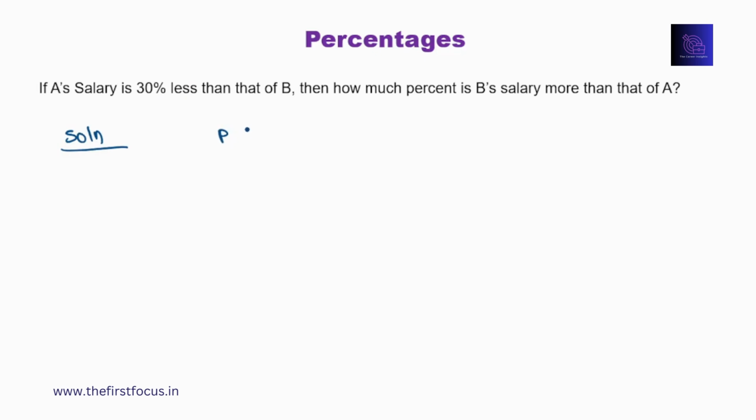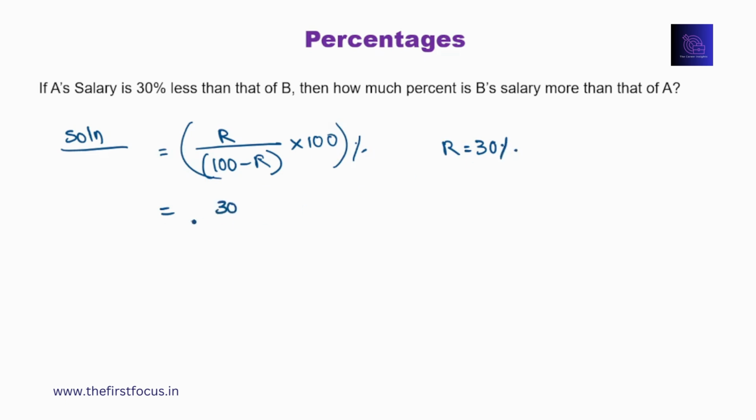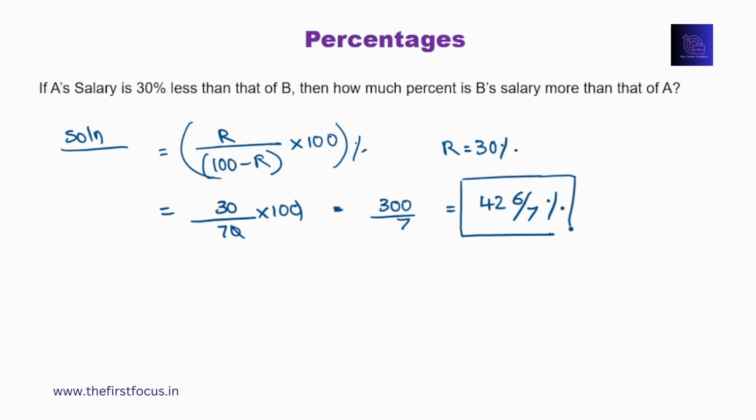That is, R divided by 100. Here it is less, so we are using minus R, into 100. Substituting R equal to 30%, we get 30 divided by 100 minus 30, which is 70, into 100. The value is 300 divided by 7. We get 42 6/7%. Then B's salary is 42 6/7% more than that of A.